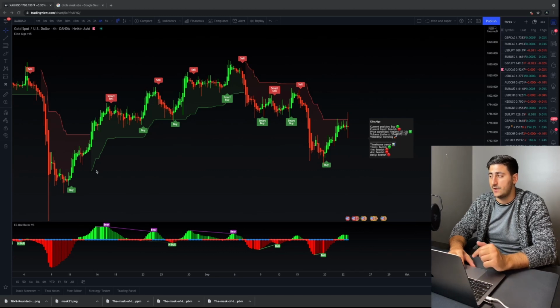And the same goes for the opposite. If we take this sell signal over here that came on this candle close, and then the next candle is when the trend cloud turned red, that's when you're getting into the trade.